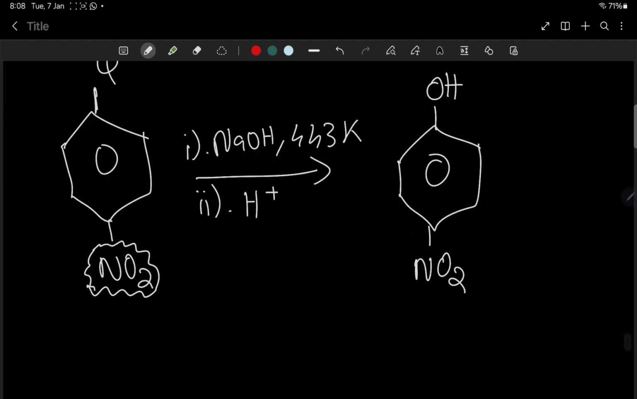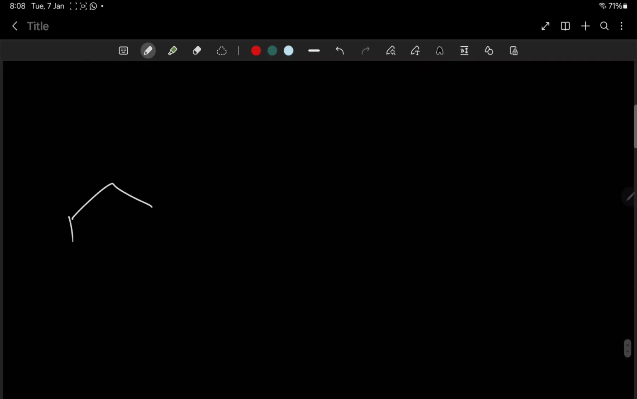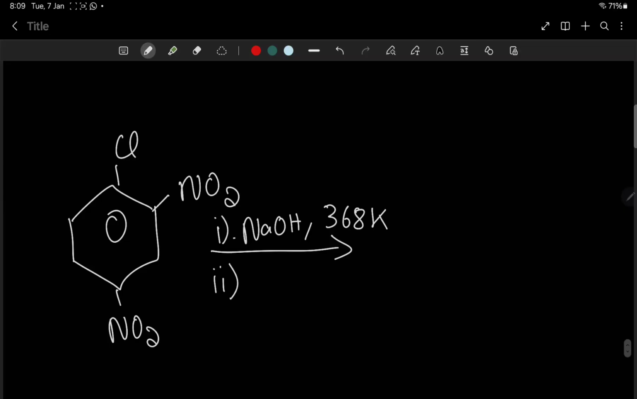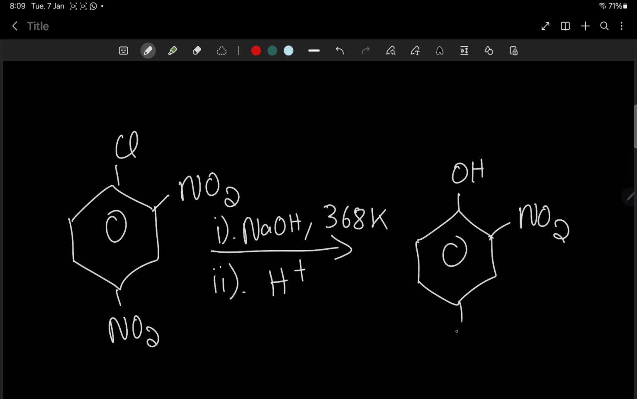Now if you have two NO2 groups, one at the ortho position and one at the para position, then the specialty is that much less temperature is needed, only 368 Kelvin. 368 Kelvin means some degrees less than the boiling temperature of water, right? So only that temperature is needed. It will be easier, and we will get the compound as this.